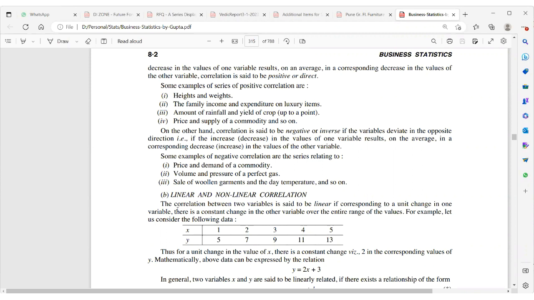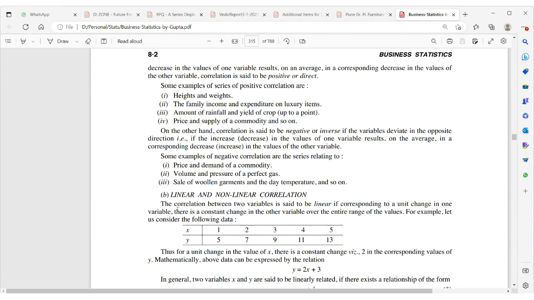If there is no change, we say that there is no correlation. The value of correlation always lies between -1 to +1. If values lie between -1 to 0, it is a negative correlation. If values lie between 0 to +1, it is called a positive correlation.